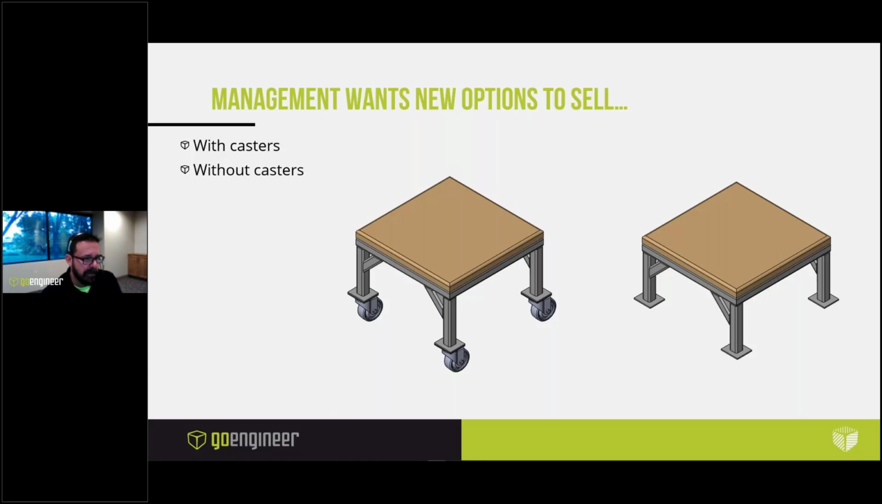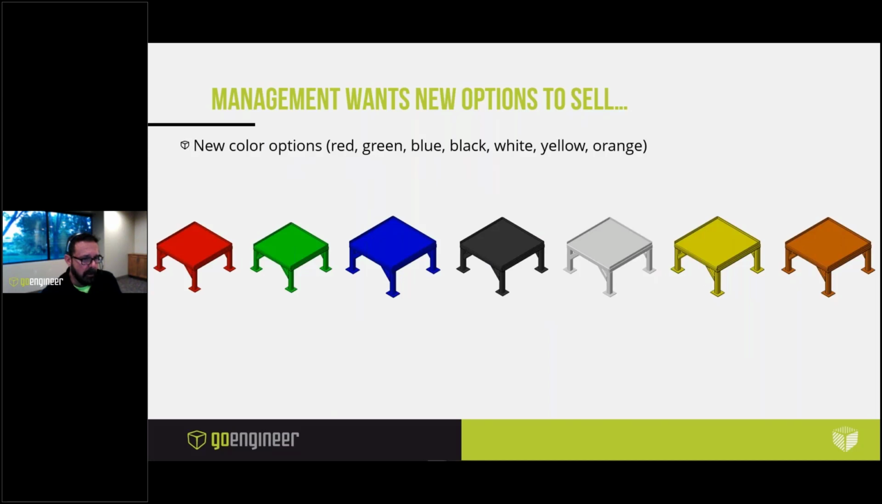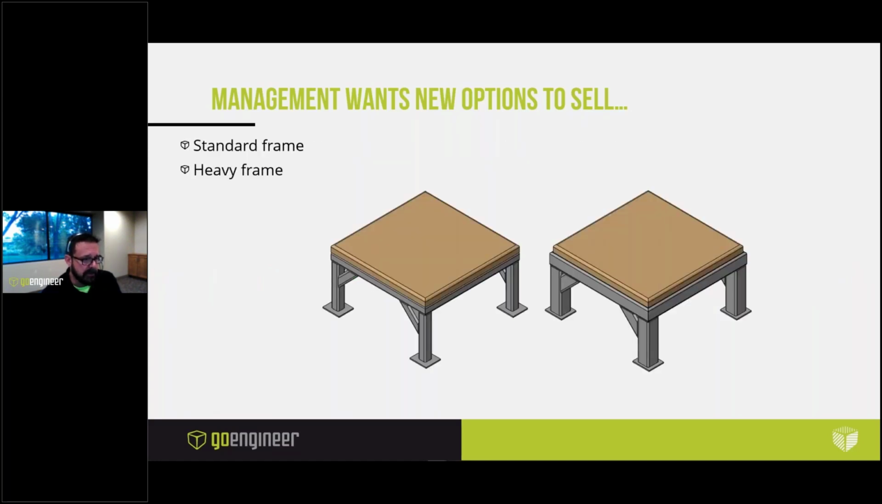They also wanted to add an option to have casters, with and without casters. So we take that result, multiply it by 2, but wait, there's more. They want color ranges to match the common colors of mechanics toolboxes: red, green, blue, black, white, yellow, and orange. So 7 different color options. And because mechanics are starting to use this, and we didn't want people throwing an engine block or a transmission on these teardown tables and having the frame bend, we're going to offer a standard frame and a heavy frame configuration, so another times 2.